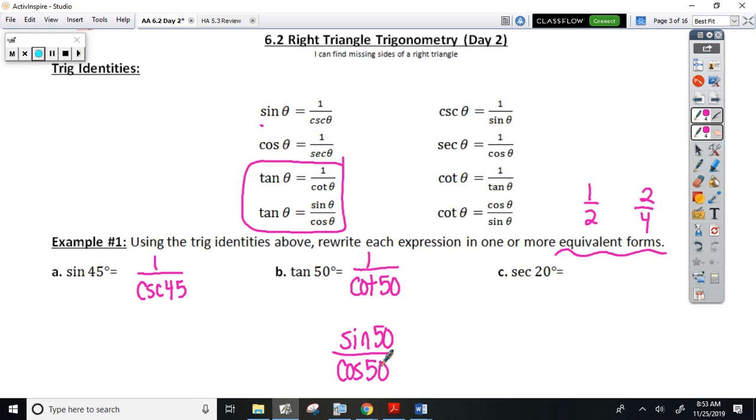Who thinks they know how we could rewrite the secant of 20? Looking at our formulas. The secant of 20 would equal what? Awesome. 1 over the cosine. Good. 1 over the cosine. So not hard, but this is the basics to get us up to what's going to look harder on the back. But this is how you start all the problems, is by rewriting. All right, try the next 3 on your own.